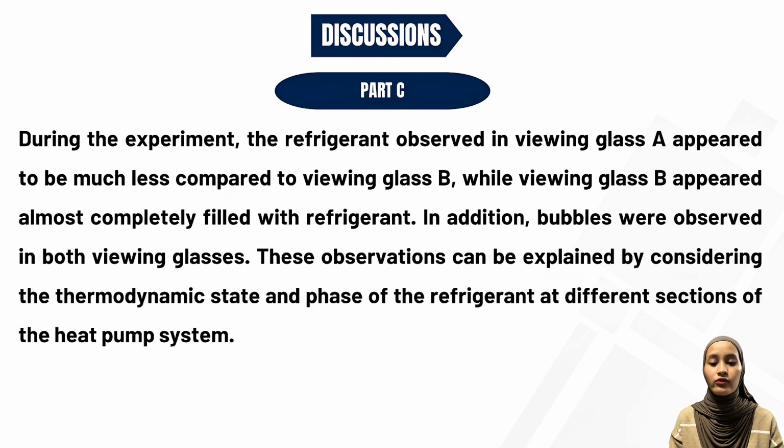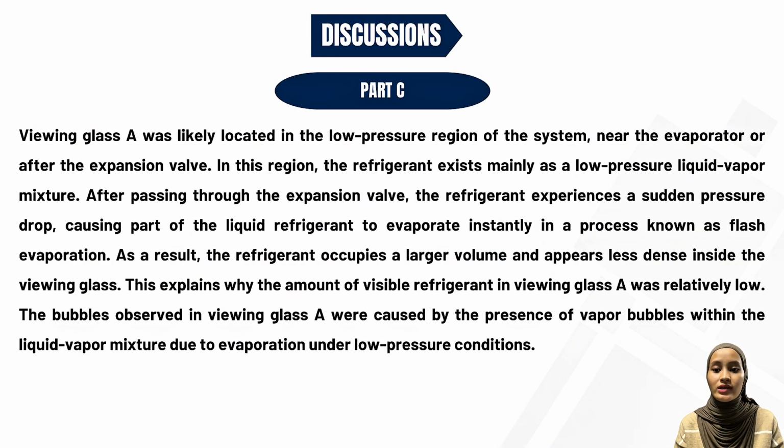Discussion Part C. During the experiment, the refrigerant observed in viewing glass A appeared to be much less compared to viewing glass B, while viewing glass B appeared almost completely filled with refrigerant. In addition, bubbles were observed in both viewing glasses. These observations can be explained by considering the thermodynamic state and phase of the refrigerant at different sections of the heat pump system. Viewing glass A was likely located in the low pressure region of the system, near the evaporator or after the expansion valve.